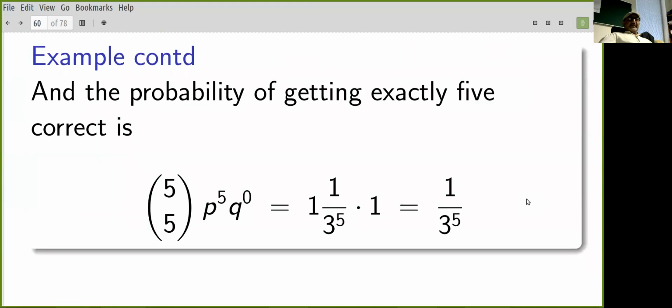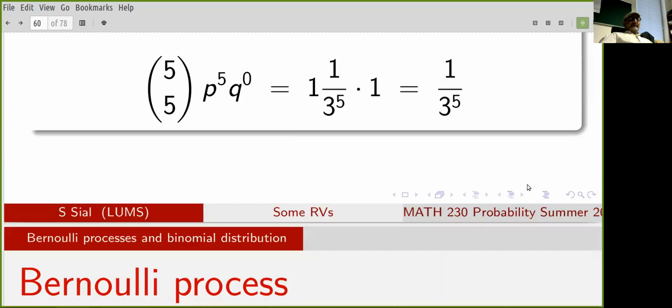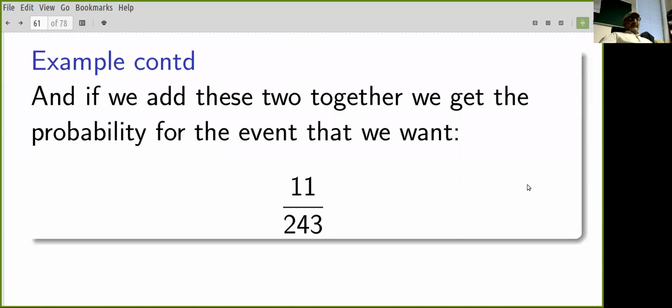The probability of exactly 5 successes, well, the probability of 5 in a row is P to the 5, and then necessarily Q to the 0. And then you have 5 questions, and you have to pick 5 of them in which to put your success. So 5 choose 5. Okay, so then you get 1 over 3 to the 5. You add those 2 things together to meet your requirements. And then that looks like 11 over 243.